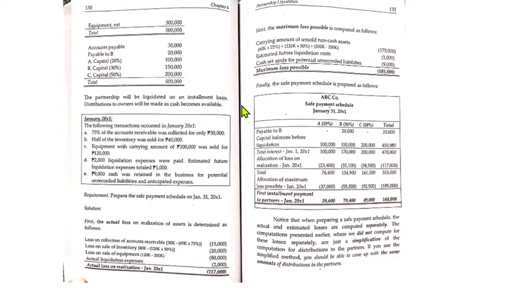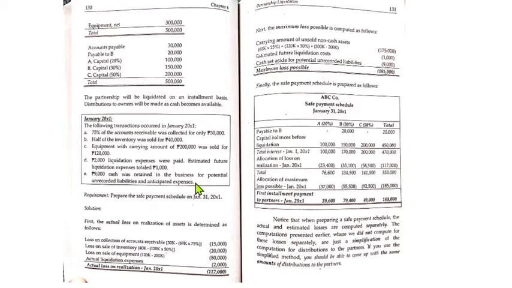Okay, let's look at requirement 1. Prepare the safe payment schedule on January 31. So what happened on January 31? The transactions are itemized A to E. The following transactions occurred in January 20x1. A, 75% of the accounts receivable was collected for 30. B, half of the inventory was sold for 40,000. C, equipment with a carrying amount of 200,000 was sold for 120,000. D, 2,000 liquidation expenses were paid. Estimated future liquidation expenses totaled 1,000. And E, 9,000 cash was retained in the business for potential unrecorded liabilities and anticipated expenses.